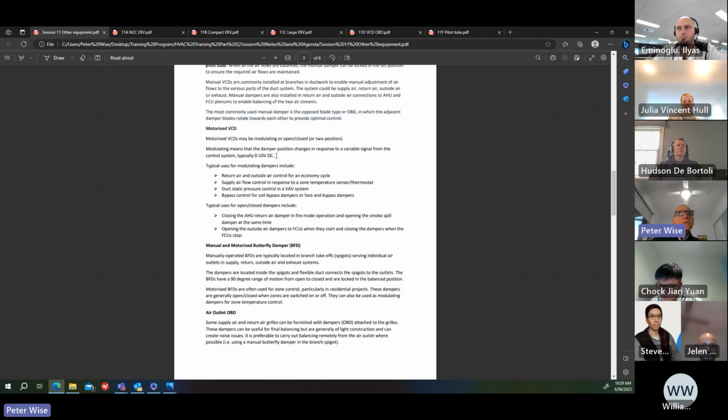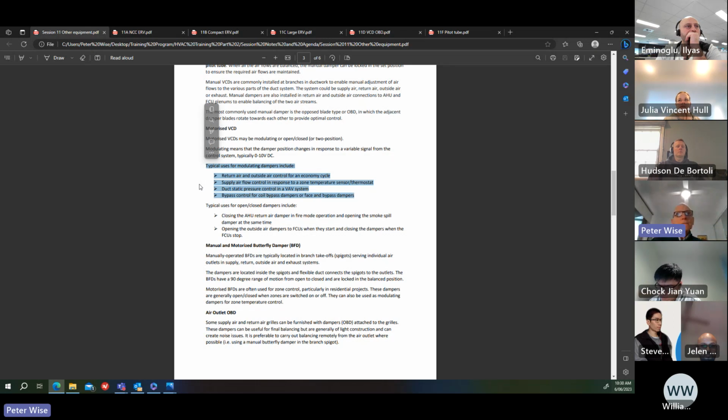Motorised VCDs, same as the VCD I just showed you, but with a motor on it. They can be modulating or open and closed to position. Modulating means that the damper position changes in response to a variable signal from the control system, typically 0 to 10 volts DC. Typical uses for modulating dampers include return air and outside air control for economy cycle, so allowing more outside air to come in and closing down the return air.